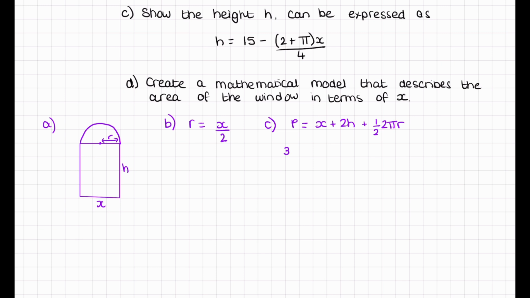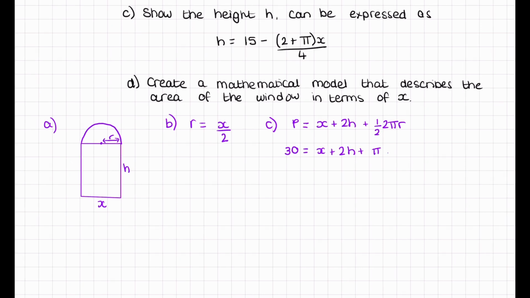So we know the perimeter is 30, so that's going to be 30 equals x plus 2h plus half times 2 is just 1. So then we're going to have pi. And we know that r from part B is x on 2. Now from here, we need to be able to rearrange this to look like what we've been told in the question. So x plus 2h, this would just be x pi on 2. So we need h on its own. So we can rearrange this to be 2h equals, then we'll have the 30 minus the x minus x pi on 2.